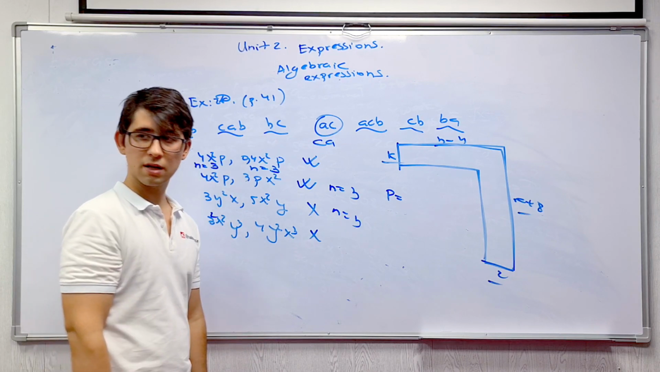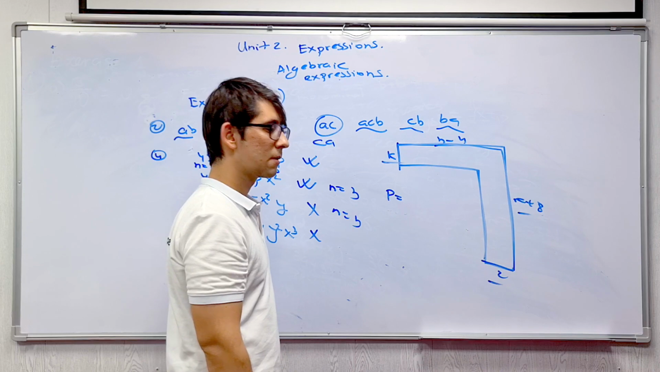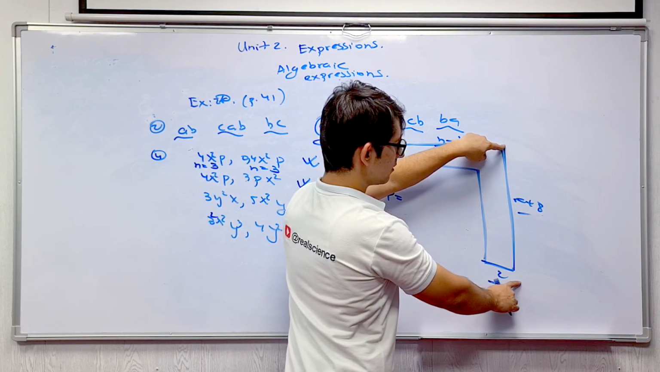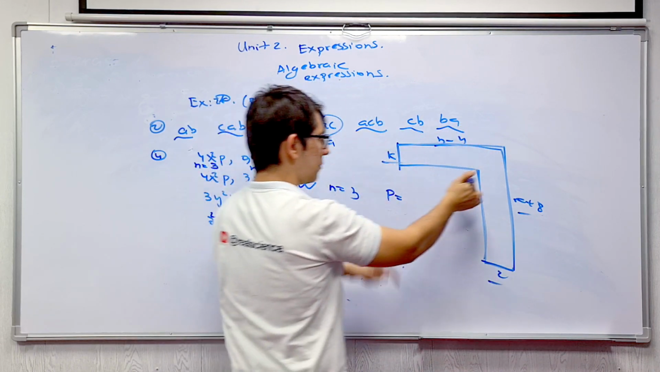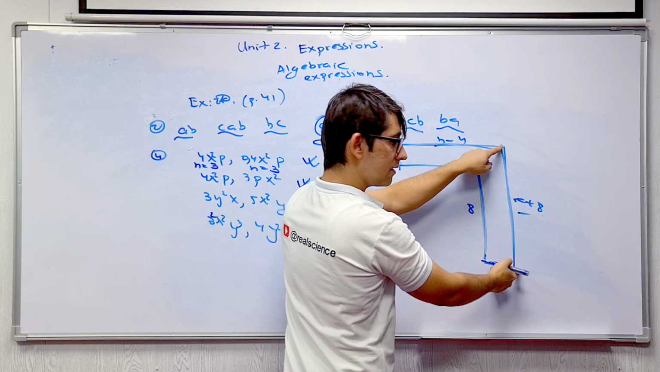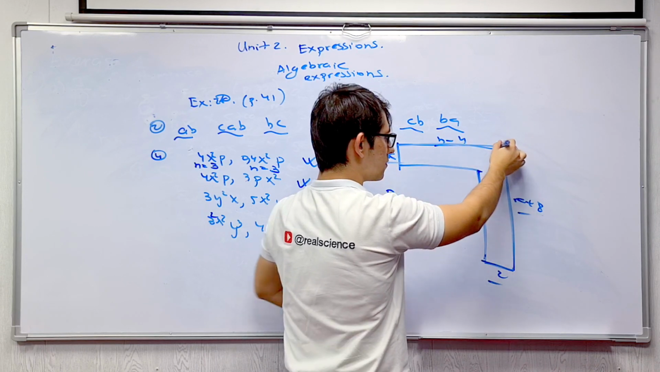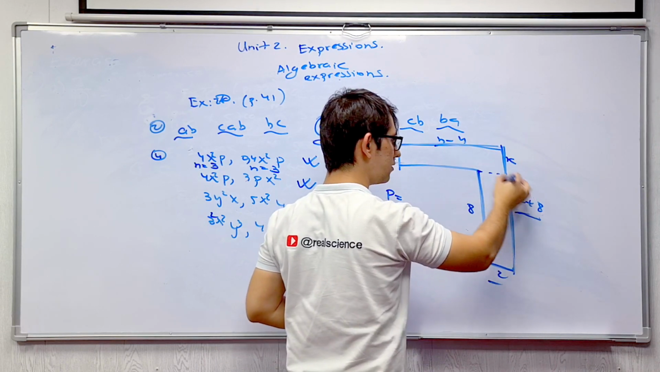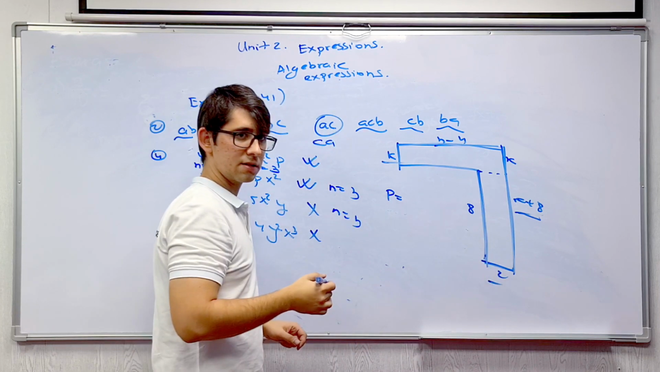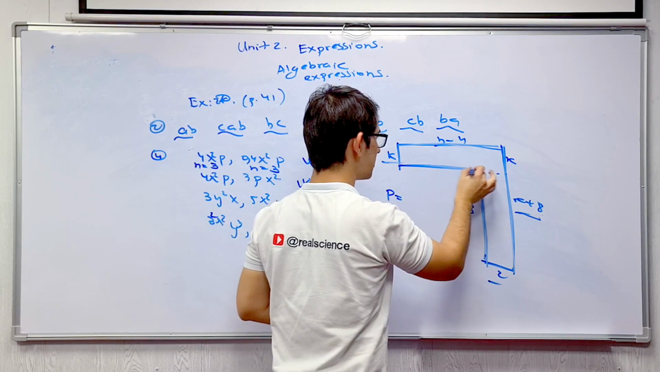Or maybe numbers? From which? K plus 8 minus k. It means this one is 8, right? Because k plus 8 is this line segment, and on top you have k. It means if you subtract k from k plus 8, you will get the length of this line segment, which is 8, right?